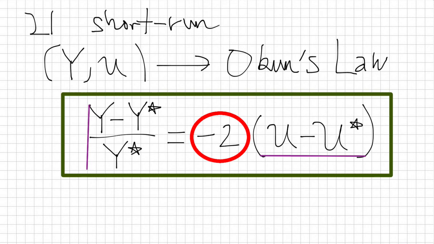What are these left-hand and right-hand sides, though? They're not unemployment and output. They're differences between unemployment and some natural rate of unemployment. Okay, the star means natural rate. And output and potential output. The star means potential on the left-hand side. What are those two different things?